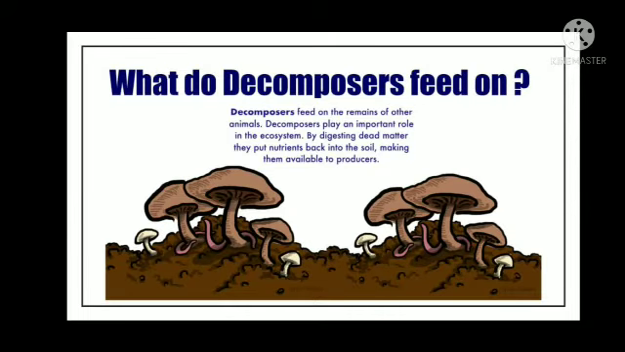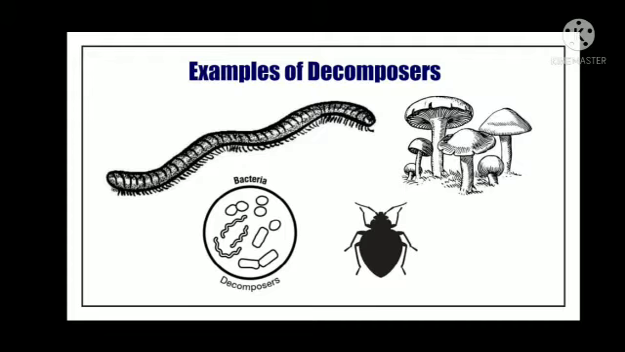What do decomposers feed on? Decomposers feed on the remains of other animals. Decomposers play an important role in the ecosystem. By digesting dead matter, they put nutrients back into the soil, making them available to producers. Examples of decomposers are earthworms, fungi, bacteria, and insects.